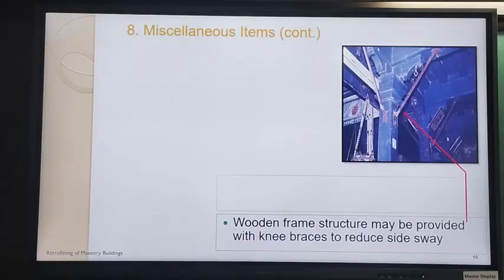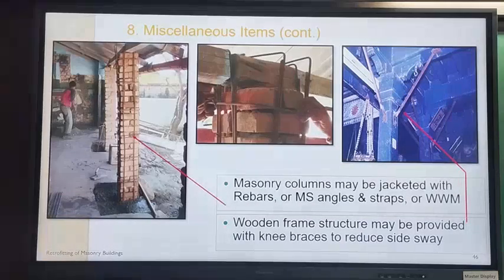So, timber columns, this is from Latur. You have proper knee braces, and if you have a masonry column, then you can put properly encased bars all around as rings. And then on the top, if you have a timber element like this, then these bars can go over that, and they have to be nailed down properly.